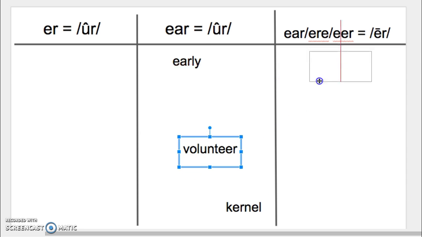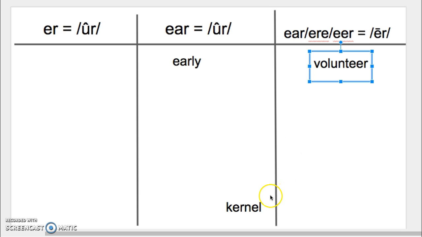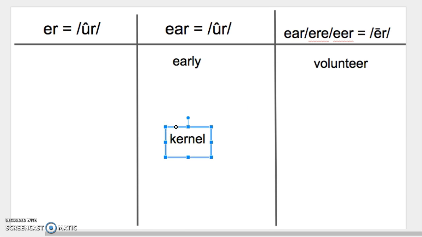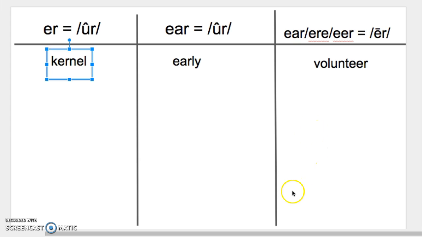Okay, the next word, this one, volunteer. That needs to go into the "eer", "ear" column. And finally, we've got this word, kernel. We wouldn't ever hear "kernel" pronounced that way, so we know that it's "kernel", like a kernel of popcorn.